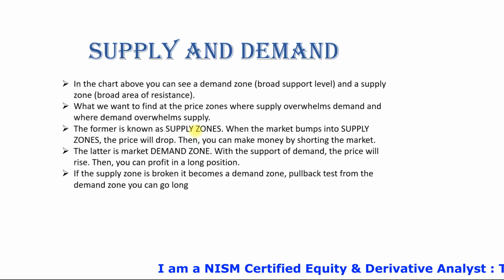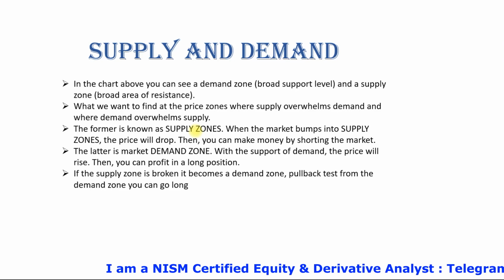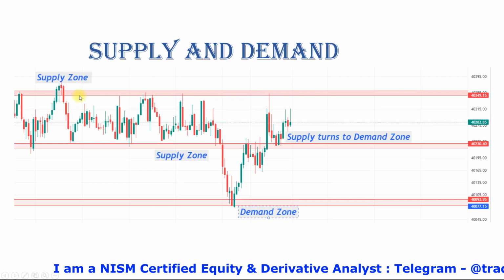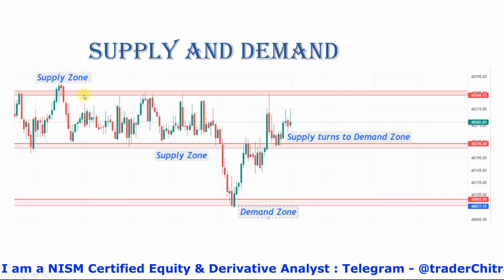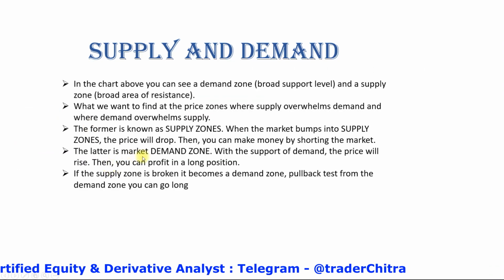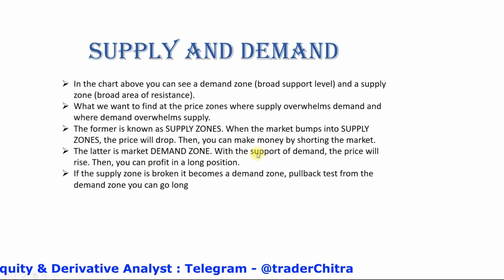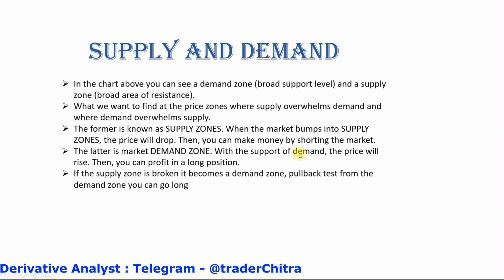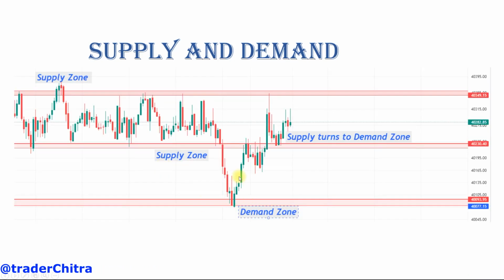So how can we make money in the market? By shorting the market. Here, when the price is coming from the supply zone, that is, the price is breaking the supply zone, we have to do shorting in the market. The latter in the market is the demand zone. With the support of demand, the price will rise. Then you can find profit by going long in the trades. Here, when the price is going up from the demand zone, you can take long positions.